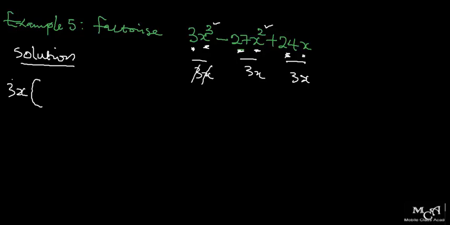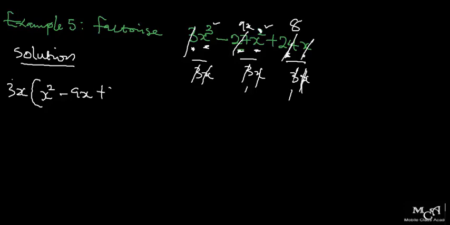Then this 3 goes. So we have x squared, right? Now, this x, we take out 1x. So here we are left with 1x. Then 3 goes here 1, 3 goes here 9. So we have minus 9x, right? 3 goes here 1, 3 goes here 8. So we have plus 8.